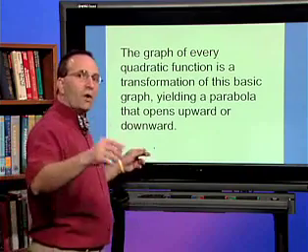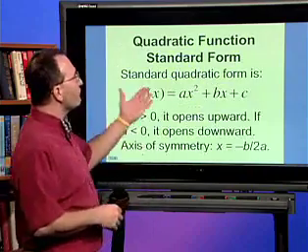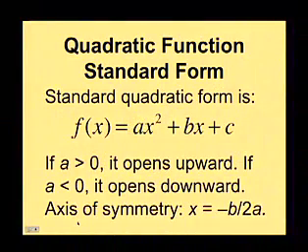Now, the standard quadratic form for a parabola for a function of degree 2 is f of x equals ax squared plus bx plus c, where if a is positive, it opens upward, and if a is negative, it opens downward. The axis of symmetry is x equals negative b over 2a.